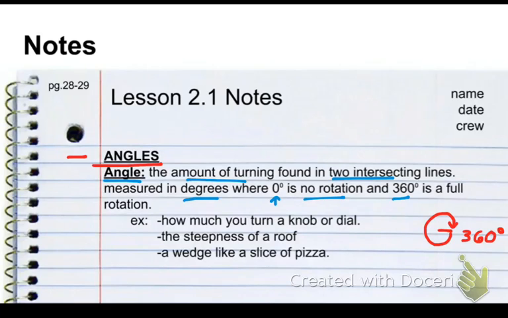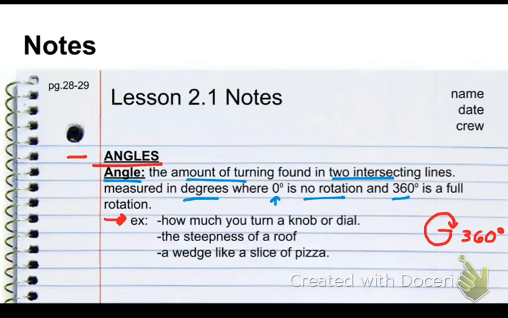And I'm just going to write down underneath it, and I'm going to indent for my examples. And my examples are how much you turn a knob or a dial, right? If you need to turn a dial 35 degrees or 40 degrees, what does that mean? The steepness of a roof. If your roof has a 45-degree angle or a 60-degree angle, what does that mean? Or it can mean a wedge shape, like the amount on a slice of pizza.